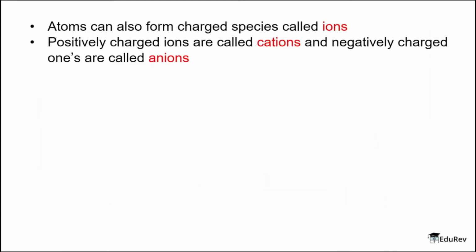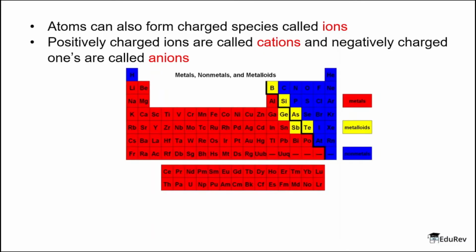So, other than forming molecules, atoms can also form charged species which are called ions. As we know, charges are of two types, positive and negative. Positively charged ions are called cations, whereas negatively charged ions are called anions. We all know how we have a periodic table, and it is divided into three types of elements, which are metals, nonmetals and metalloids. The red color ones are the metals and the blue color ones are the nonmetals.